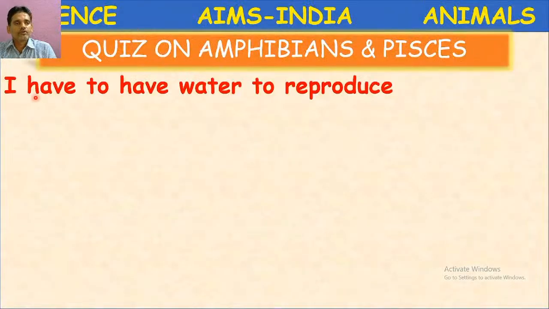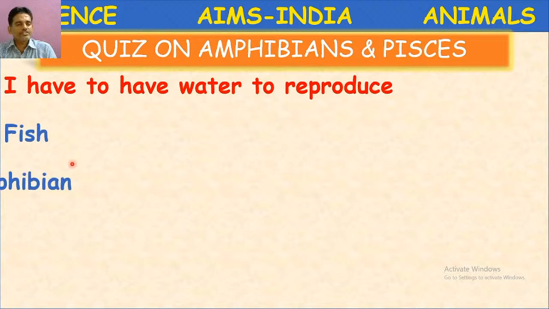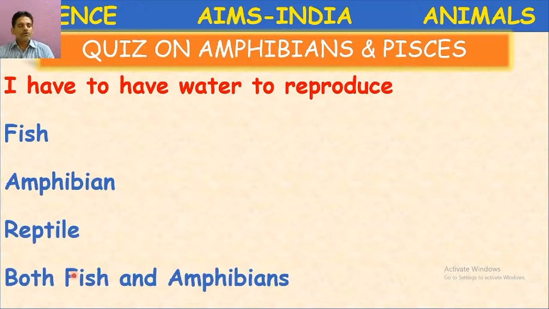I have to have water to reproduce. Fish, amphibian, reptile, both fish and amphibian. So once again, both fish and amphibian need water to reproduce.